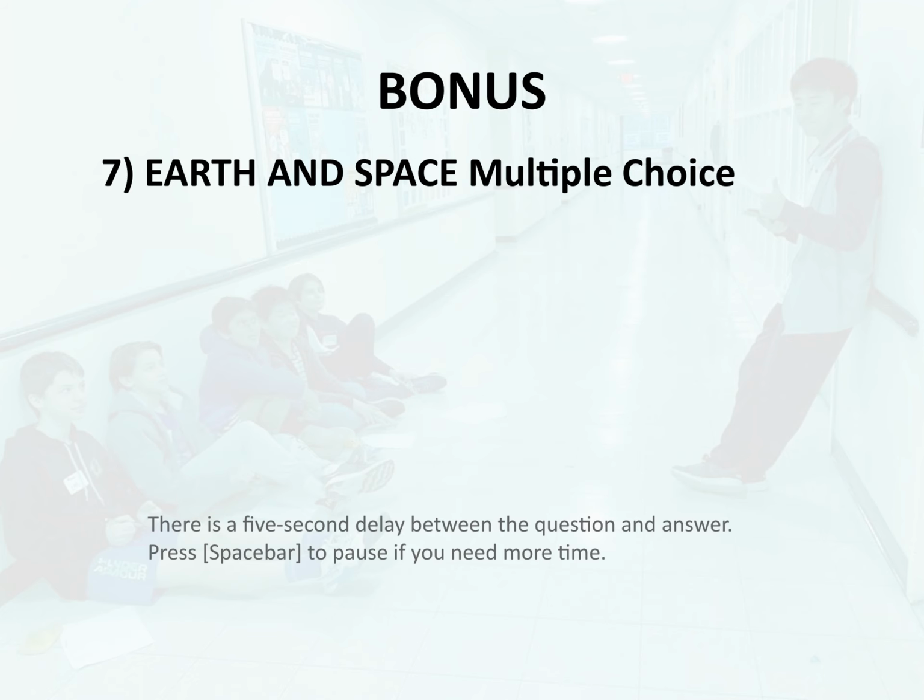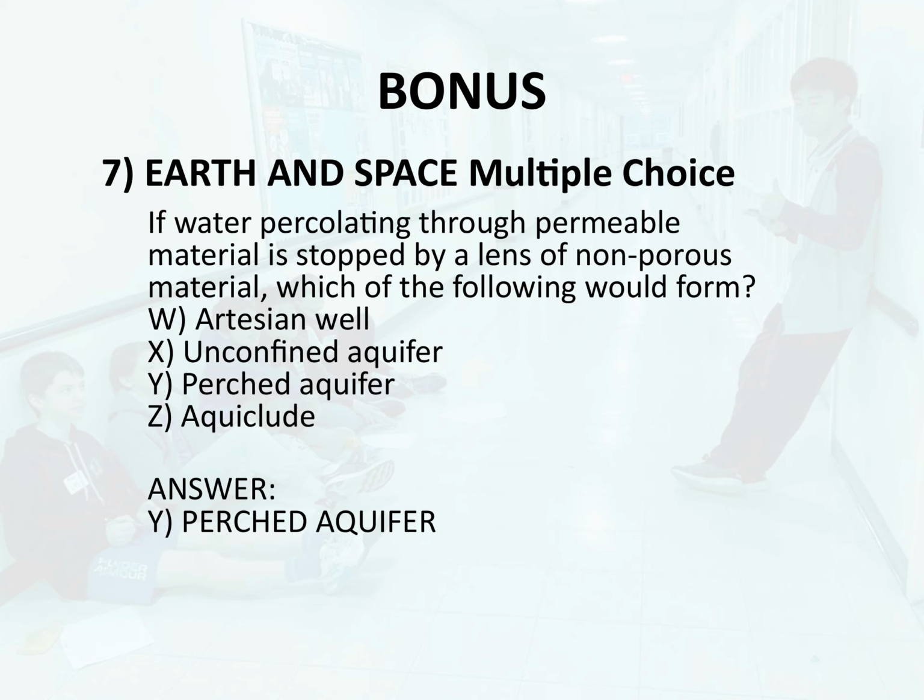Bonus 7. Earth and space. Multiple choice. If water percolating through permeable material is stopped by a lens of nonporous material, which of the following would form? W. Artesian well, X. Unconfined aquifer, Y. Perched aquifer, Z. Aquaclude. Answer: Y. Perched aquifer.